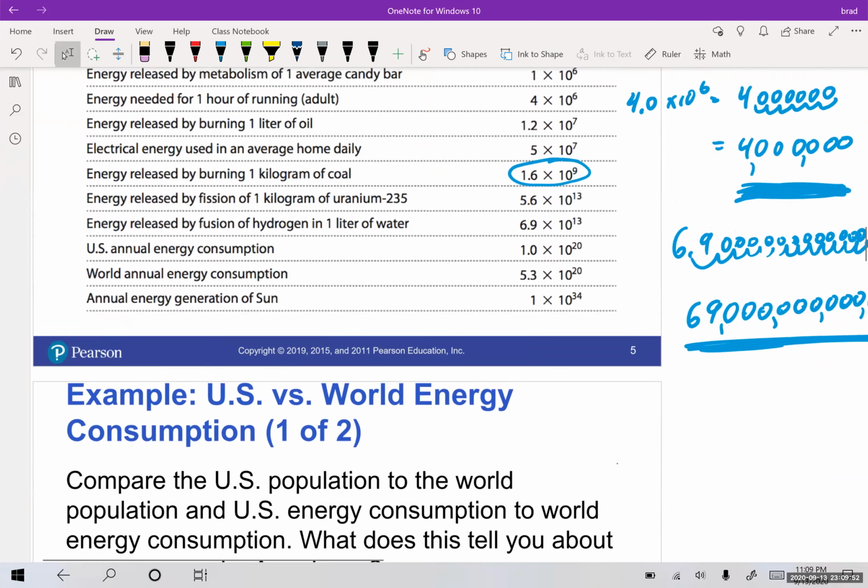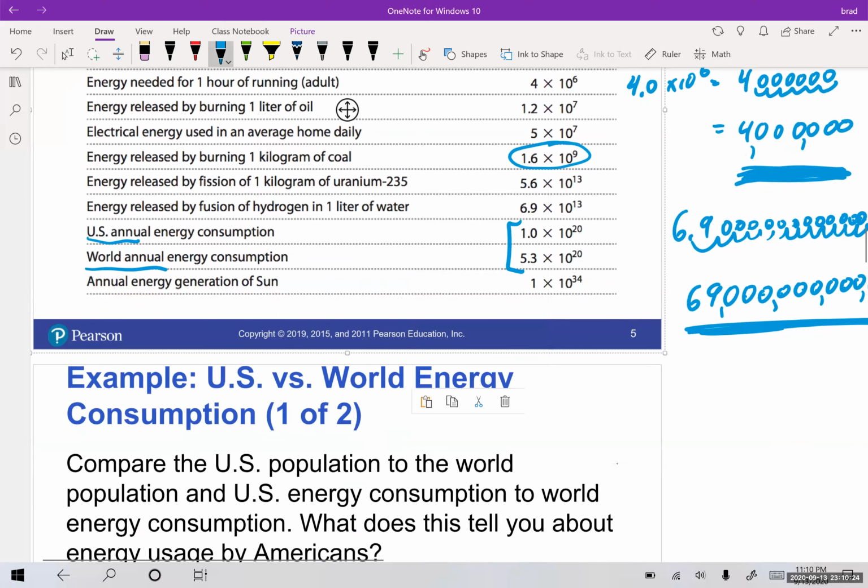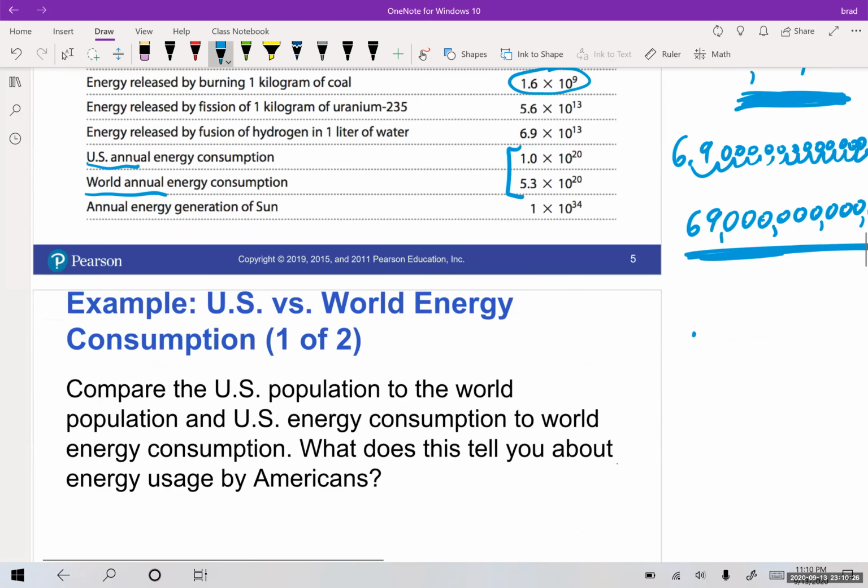But again, I just wanted to put this up here so you could see US annual energy consumption, 1 times 10 to the 20th. That is a massive amount of energy. World energy consumption as a whole, 5.3 times 10 to the 20th. So if you look at the comparison, we are both in the times 10 to the 20th. So at least we're in the same category in terms of amount of energy consumption, but that's just the US versus the whole world, okay? And I'm assuming if your book grabbed this data, it is probably somewhat accurate, and it's believable.